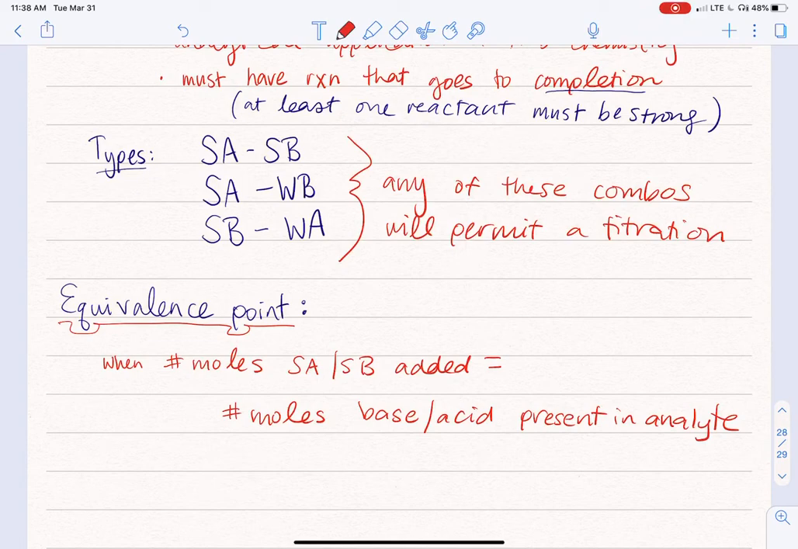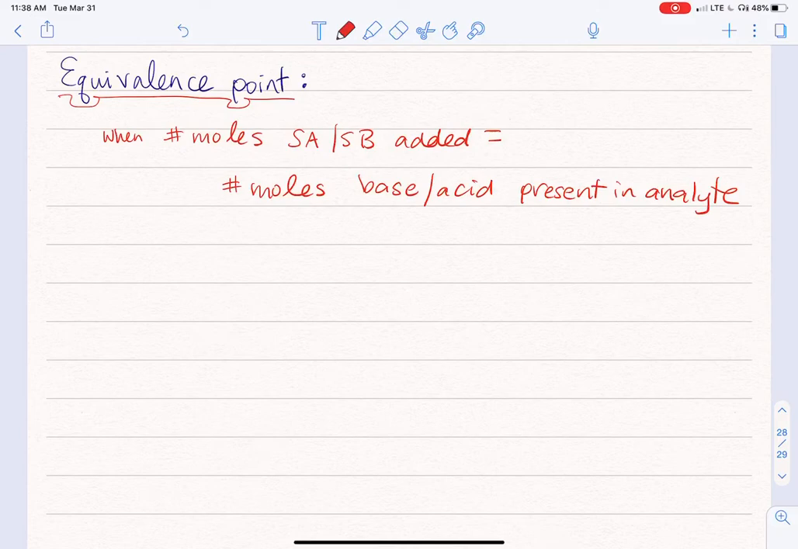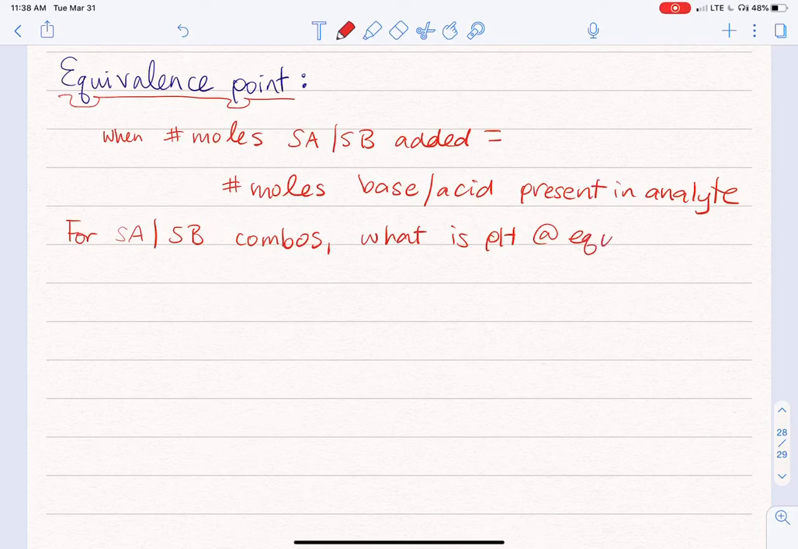So let's think about the equivalence point using what we know so far about acid-base chemistry for strong acid, strong base titrations. So for strong acid, strong base combinations, what would be the pH at equivalence if we're titrating one with the other? Let's look at an example to try to answer this question. Let's take the classic strong acid, HCl, and the classic strong base, NaOH. And imagine we're titrating one with the other. It could be either way.